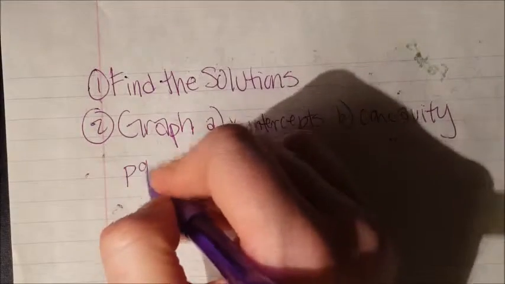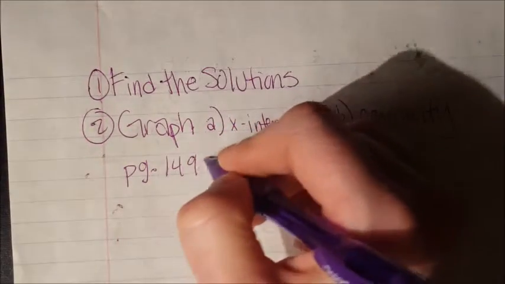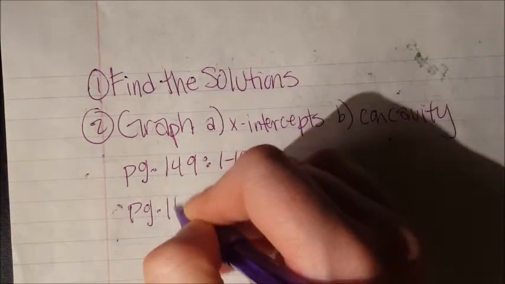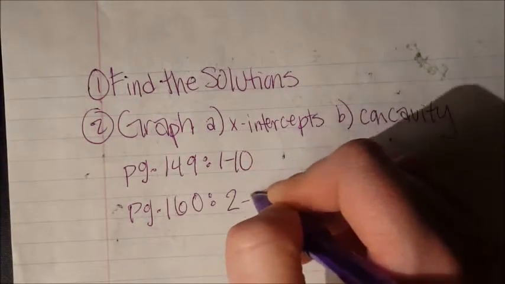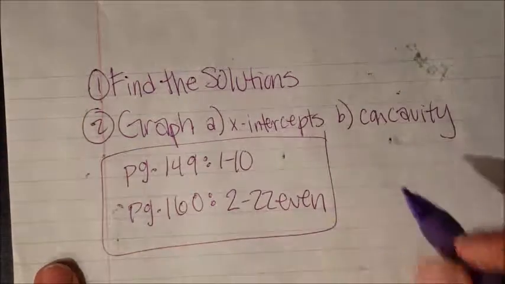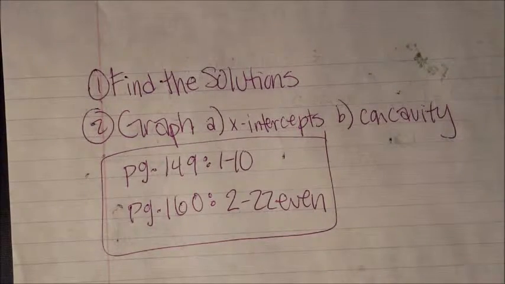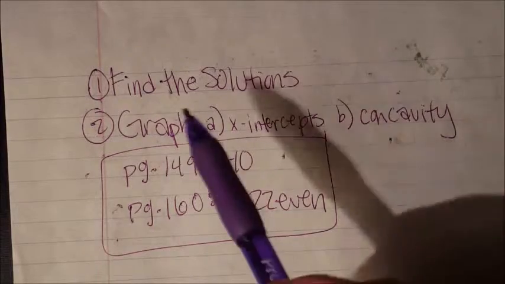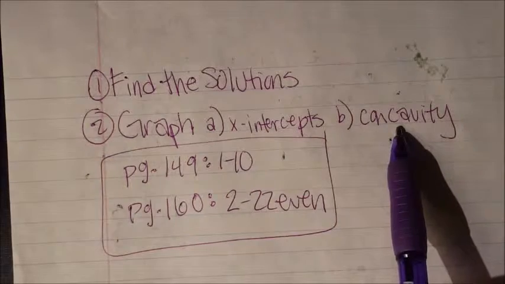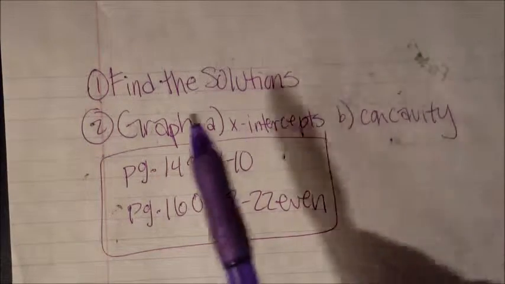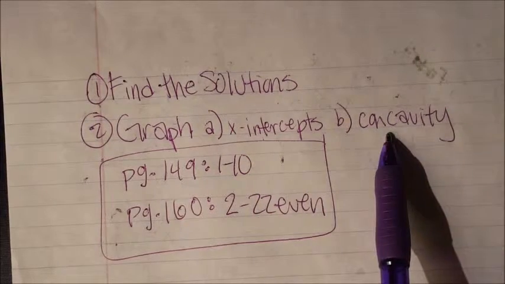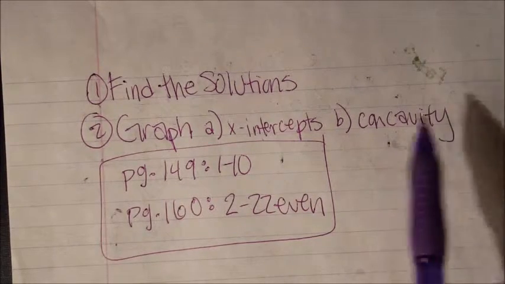So here's the assignment. Page 149, numbers 1 through 10, and page 160, numbers 2 through 22 even. Again, every problem, even if the book doesn't tell you this, Ms. Gray is asking you to find the solutions and a graph. Even if the directions in the book don't say it, I want the graph of your solutions, which are your x-intercepts, and the correct concavity, whether it's concave up or concave down.